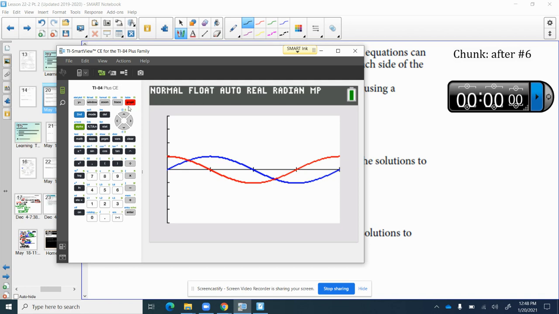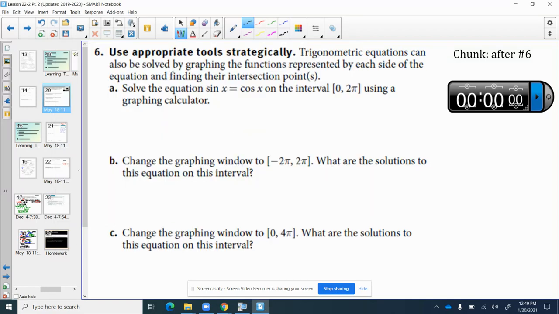And what we're going to see when we graph these, so we have sine of x as the blue, cosine of x as the red, is that where they're equaling each other, where they're intersecting and overlapping, is halfway between 0 and pi over 2 at pi over 4, and then over here between pi and 3 pi over 2 at 5 pi over 4. So we have those two solutions to our question, right? And we just looked at that from the graphing calculator, okay?